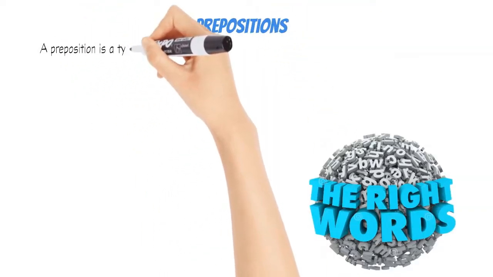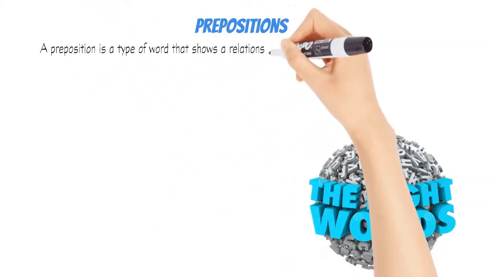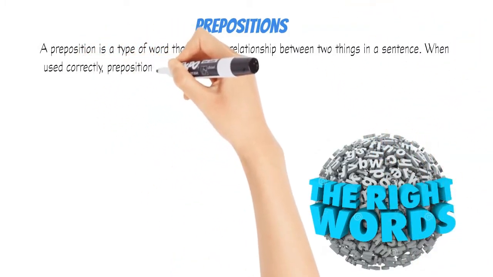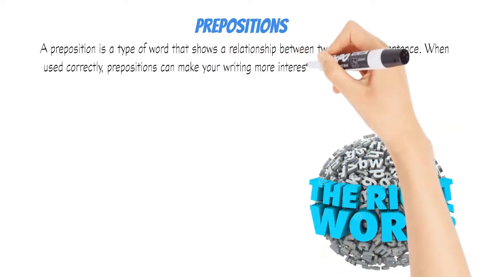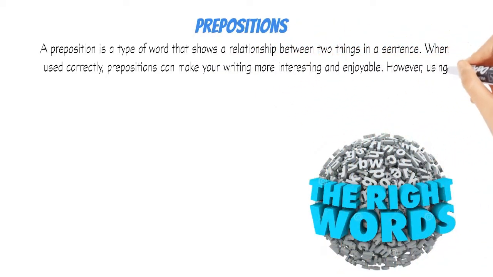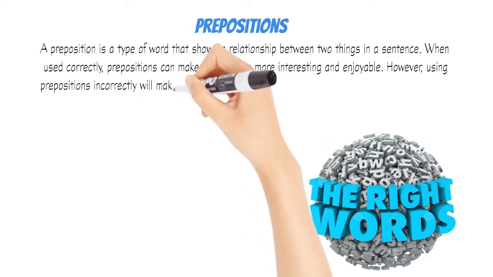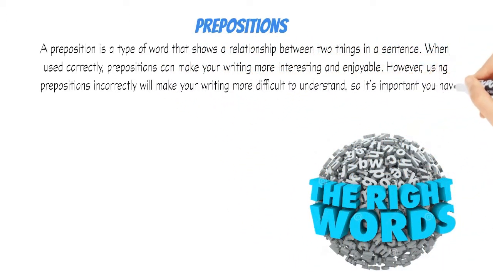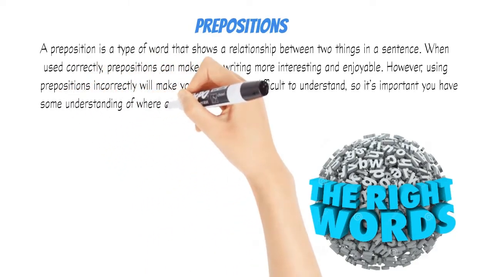Prepositions. A preposition is a type of word that shows a relationship between two things in a sentence. When used correctly, prepositions can make your writing more interesting and enjoyable. However, using prepositions incorrectly will make your writing more difficult to understand. So it's important you have some understanding of where and how they should be used.